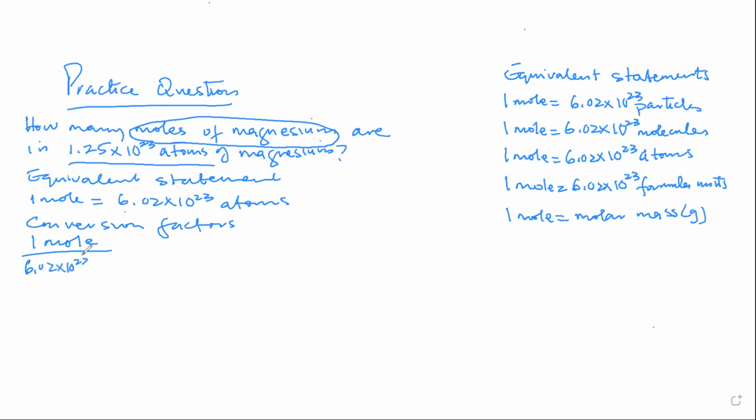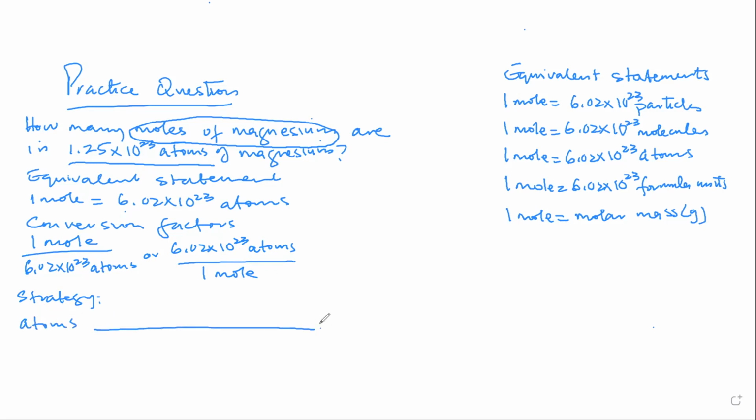6.02 times 10 to 23 atoms over 1 mole. Then the strategy: we are going from atoms, the unit of what we know, to moles, using 1 mole equal to 6.02 times 10 to 23 atoms.